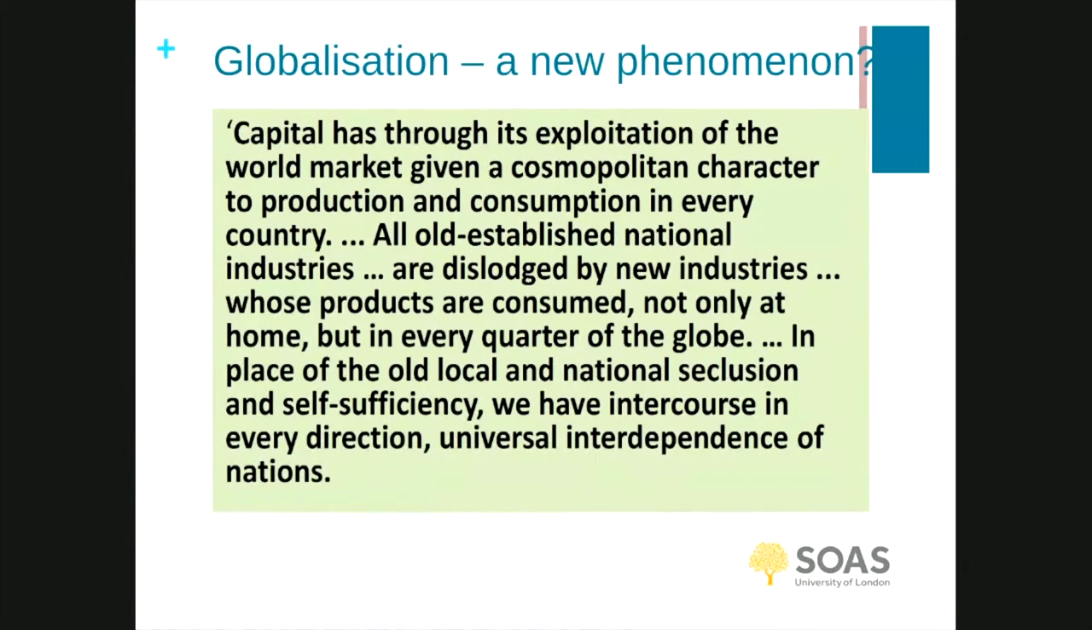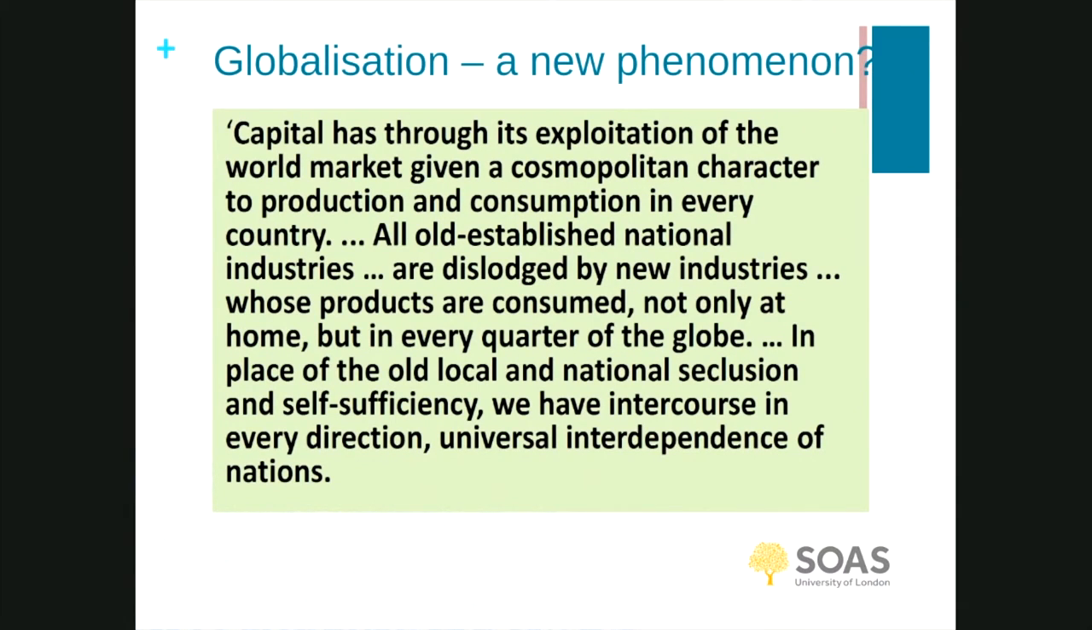Can anyone tell me where this quote might have come from? Capital has, through its exploitation of the world market, given a cosmopolitan character to production and consumption in every country. All old established national industries are dislodged by new industries, whose products are consumed not only at home but in every quarter of the globe. In place of the old local and national seclusion and self-sufficiency, we have intercourse in every direction, universal interdependence of nations. Anyone know where this came from?